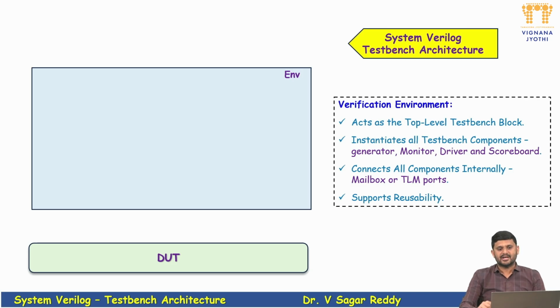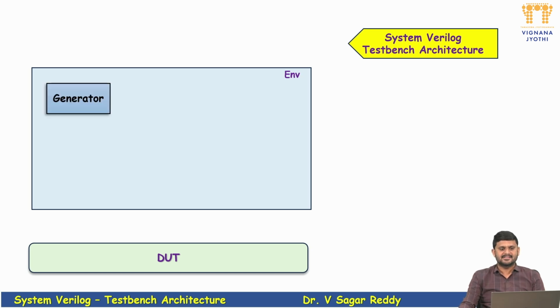The second one: it instantiates all the testbench components. When the simulation starts, the environment is responsible for creating every object that will do the verification work. The third one: it connects all the components internally using a mailbox or TLM ports, and we will see exactly what those are shortly. And the fourth one, which is crucial: the environment supports reusability. You can plug this same environment into different tests, different projects and different configurations without rewriting anything. So the environment is like a verification factory. It contains all the machines, connects them together and produces one output, whether it is pass or fail.